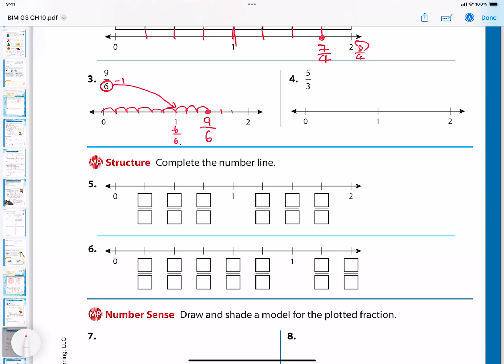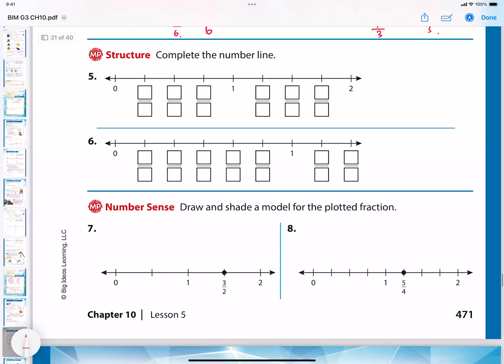Next, 3 is the denominator. That means what? We are going to split this one whole into what? 3 equal pieces. That means what? I need 2 tick marks. Make sense? Okay, I split it into 1, 2, 3. But I need to go by what? 5 times. So this will be 3 over 3. And I need what? 4 and 5. 5 over 3. That's it.